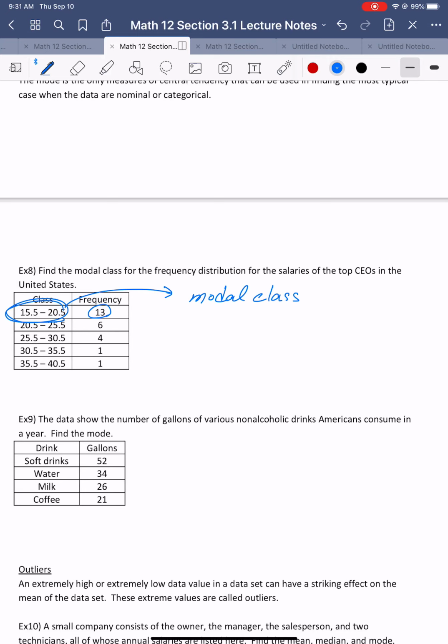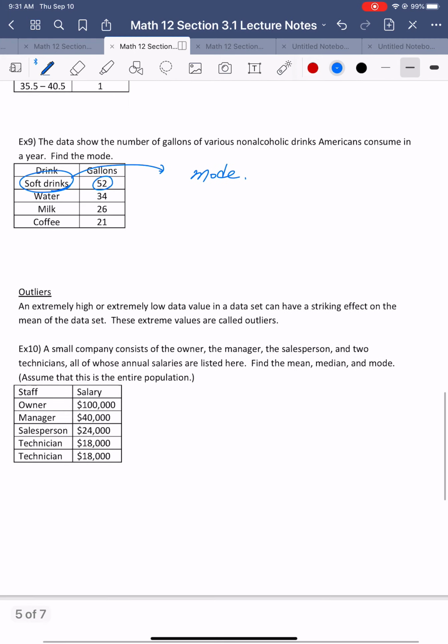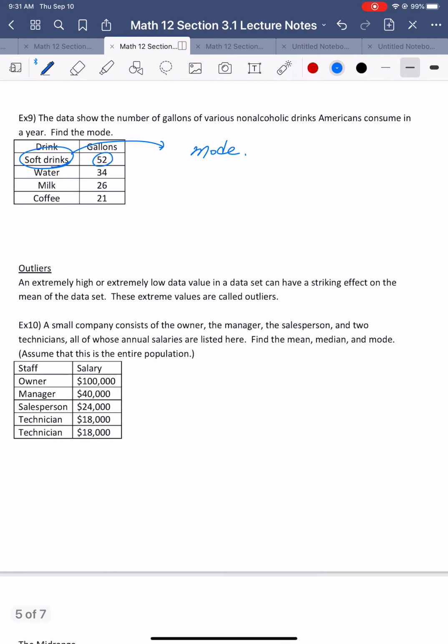Okay. In example 9, the data shows the number of gallons of various non-alcoholic drinks Americans consume in a year. Find the mode. So which is the most gallons? 52, right? That means soft drink is the mode. So this is categorical data, right?